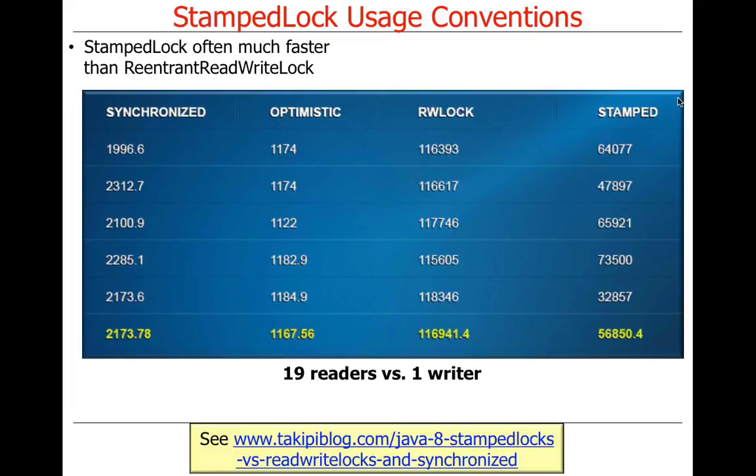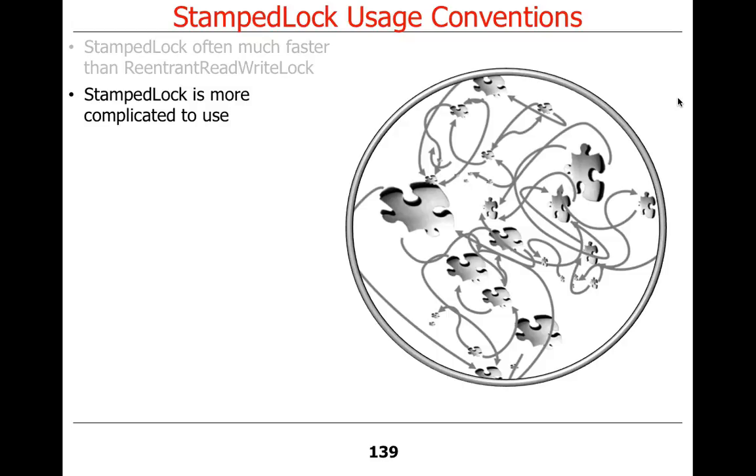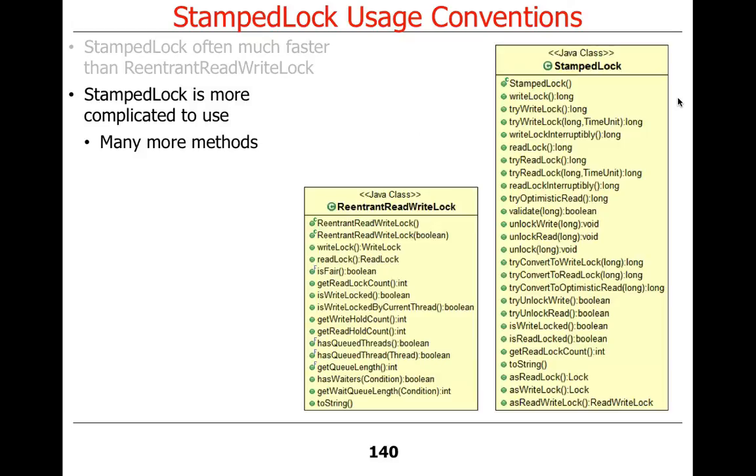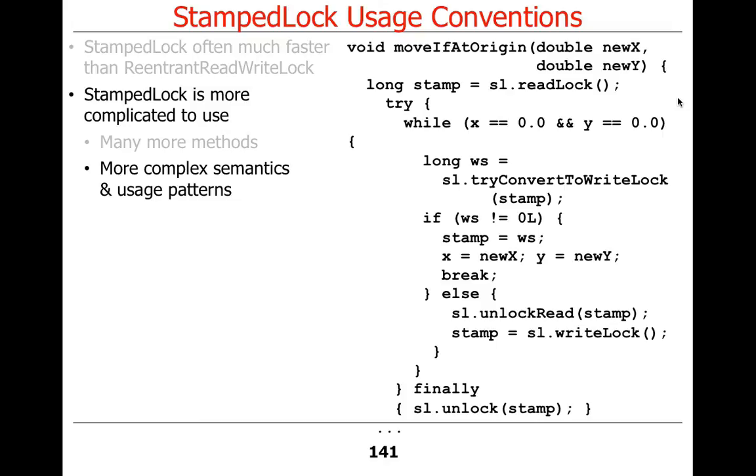All right, so that's the good thing. Often way faster if you know what you're doing. The downside is they're a lot more complicated to use. First of all, there are just a lot more methods. Here are the public methods from ReentrantReadWriteLock, and here are the public methods for StampedLock. You can see the reason for this is that there are all these different modes: write mode, read mode, optimistic mode, all the conversion operators, all the different unlocks, and so on. So there's just a lot more stuff, and more things to know.